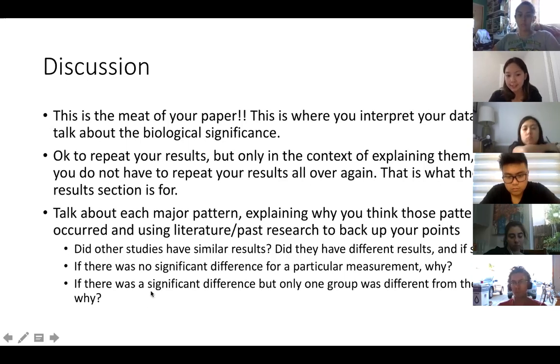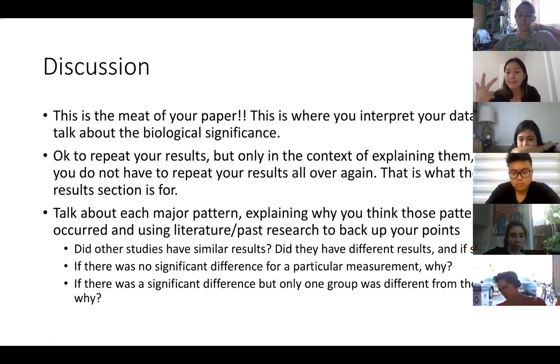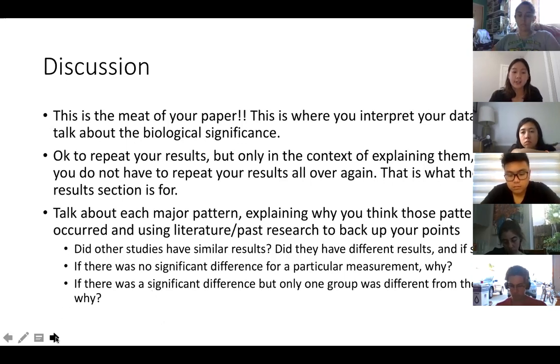If there was a significant difference, which there was for true leaves, taproot length, and plant mass, but let's say only one group was different from the rest, why do you think that is? If only one group was different from the rest, maybe their average was higher or lower. So look into that for your discussion. Think about why too. So maybe, for example, the taproot length, there was a significant difference, but let's say the control, which only received DI water, had the longest taproot. Why is that? So think about that.